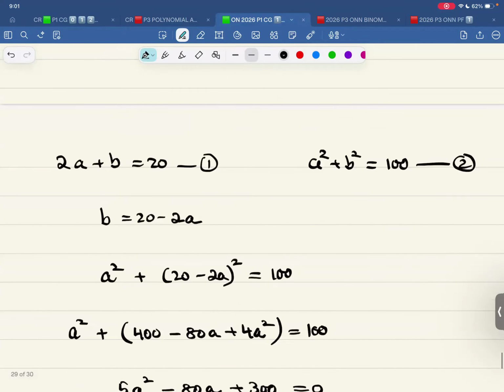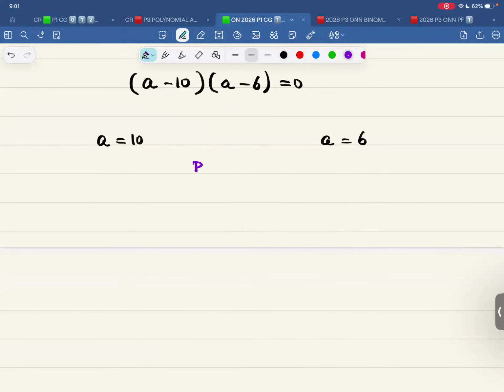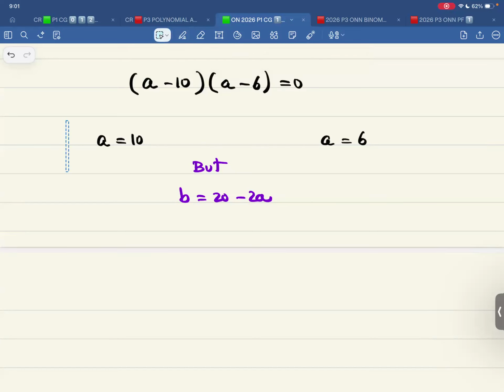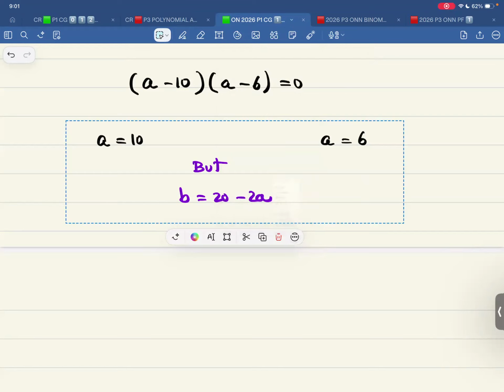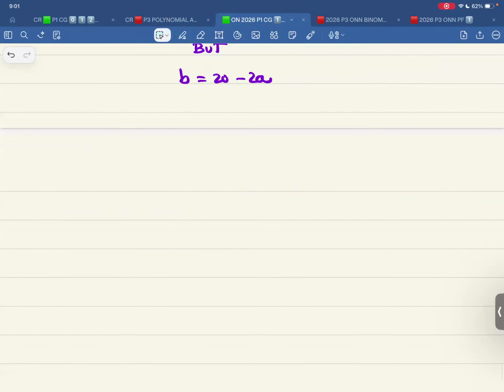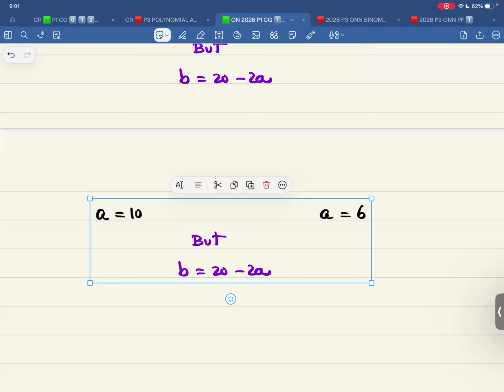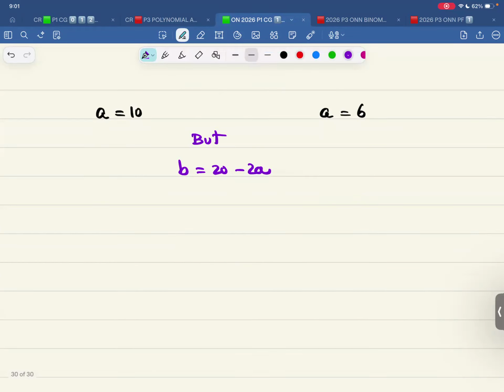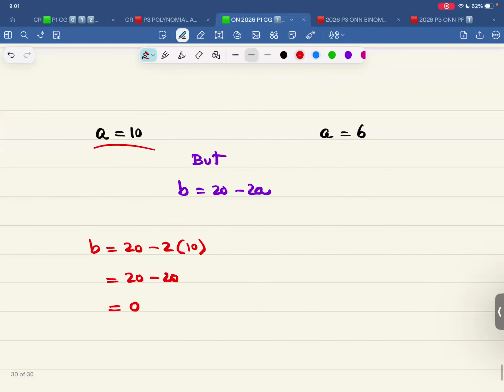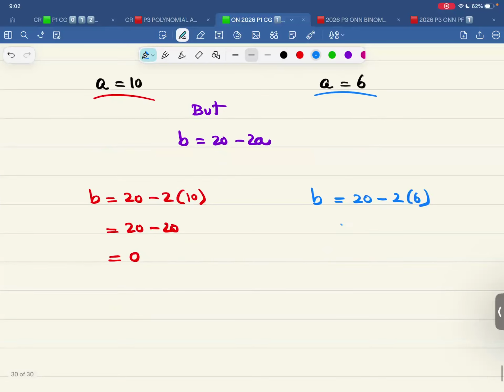And what is b? b is 20 minus 2a. Let me just grab this and push it on the next page. So copy and let me just write it over here. But b is this thing. So now what I'll do is I'll say when a is 10, b is 20 minus 2 into 10, which is 20 minus 20, which is 0. And when a is 6, b is 20 minus 2 into 6, which is 20 minus 12, which is 8.